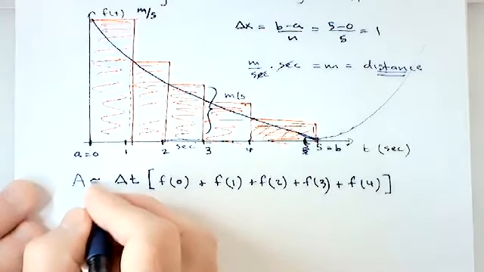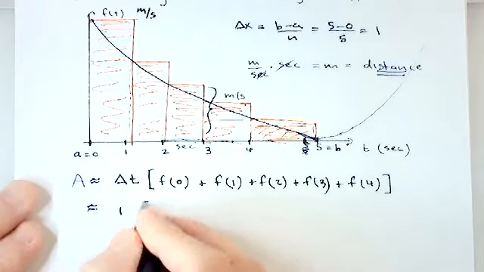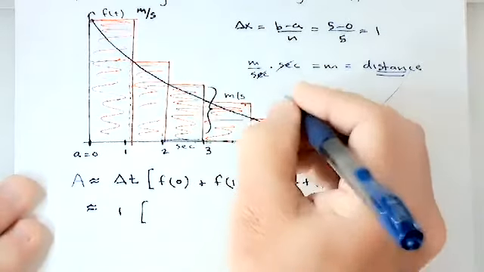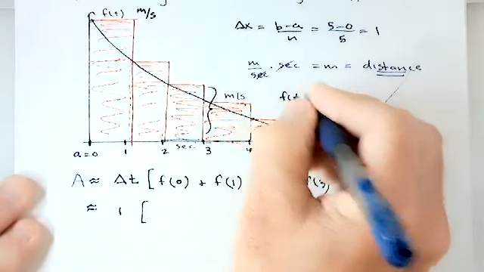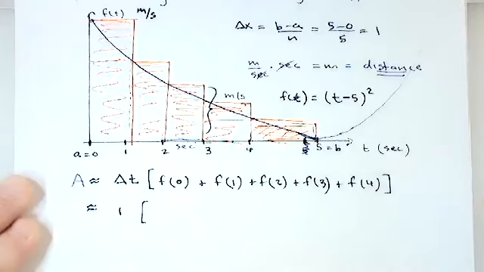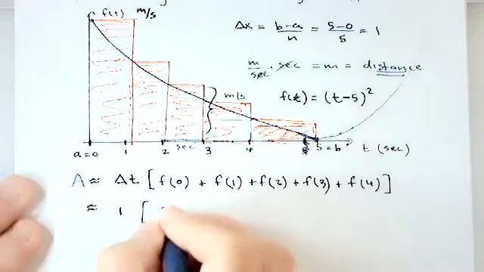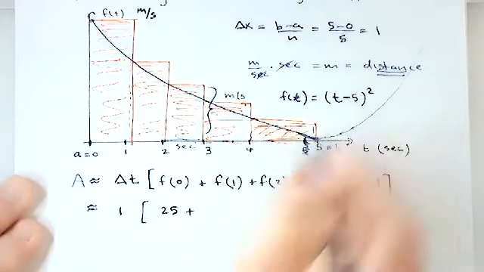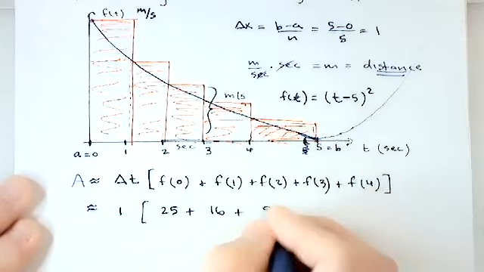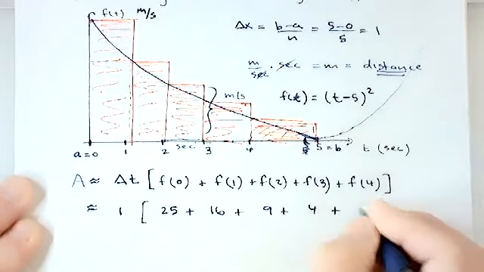I should say approximately, right? We're doing an approximation. The area is approximately delta t, which is 1, times... You can't see the equation anymore, but remember that the equation of this function was f of t equals (t minus 5) squared. So f of 0, if I plug in 0 for t, I get negative 5 squared, which is 25. f of 1 is negative 4 squared, which is 16. This will be 9, 4. And then when t is 4, that's just going to be 1.